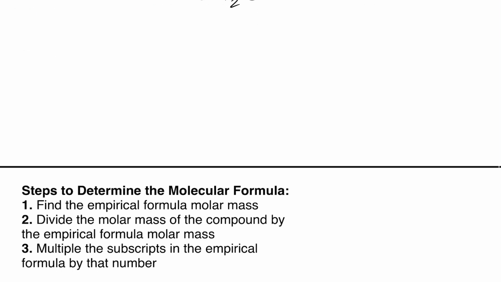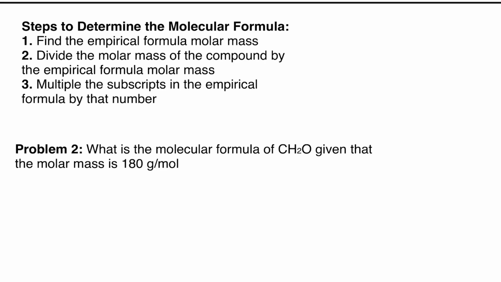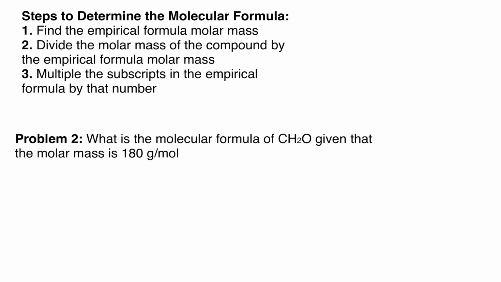Now let's go to the second part of this video, which is going to be the steps to determine the molecular formula. So for this, firstly, we need to find the empirical formula molar mass. We need to divide the molar mass of the compound by the empirical formula molar mass. And then we need to multiply the subscripts in the empirical formula by that number. So here, our question is, what is the molecular formula of CH2O given that the molar mass is 180 grams per mole? Now we know what it is, but we're just going to try and solve it using these steps.